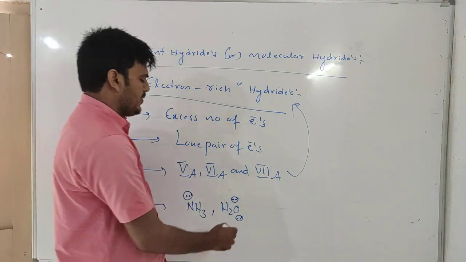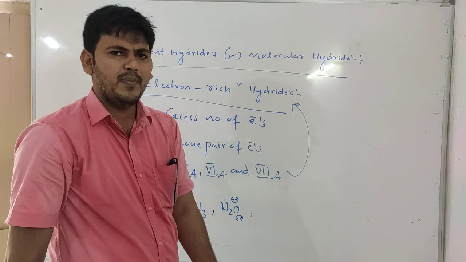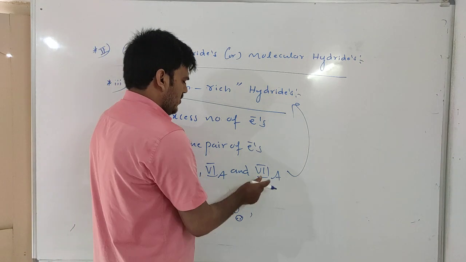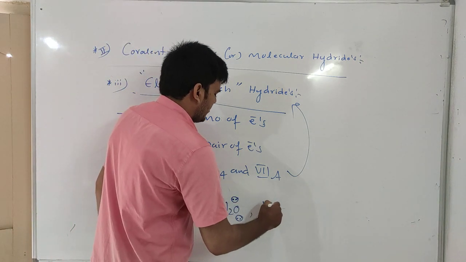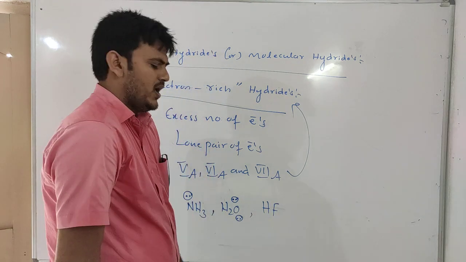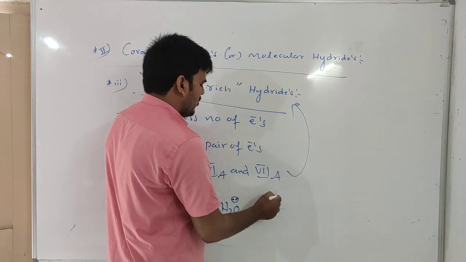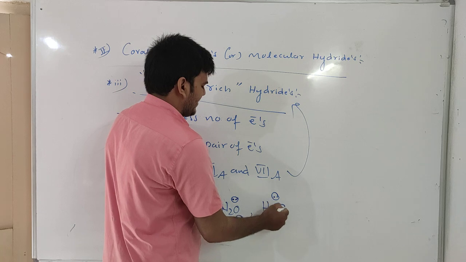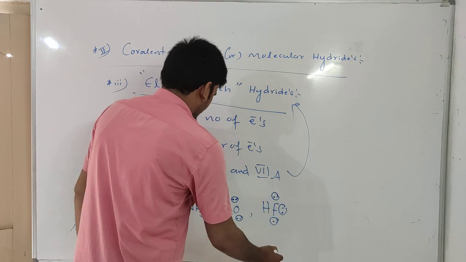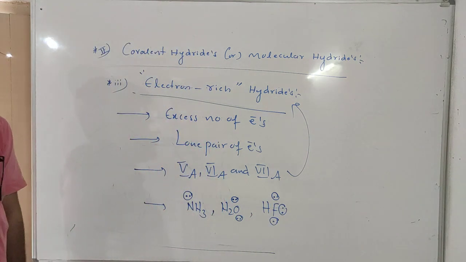Next is seventh A group elements, for example chlorine, bromine, iodine. So for seventh A group elements, best example hydrochloric acid. In hydrochloric acid, chlorine has three lone pairs, excess electrons. So these are the best examples of electron-rich hydrides.